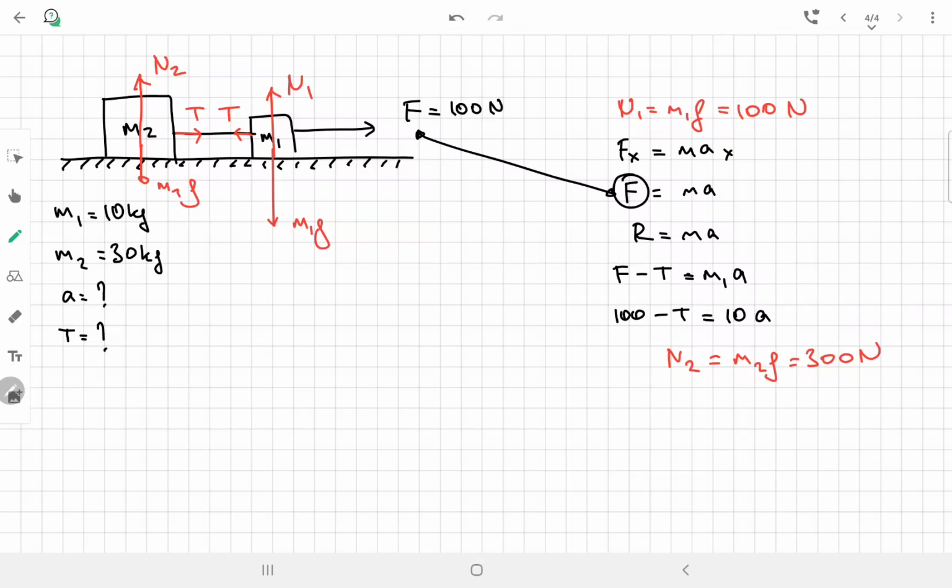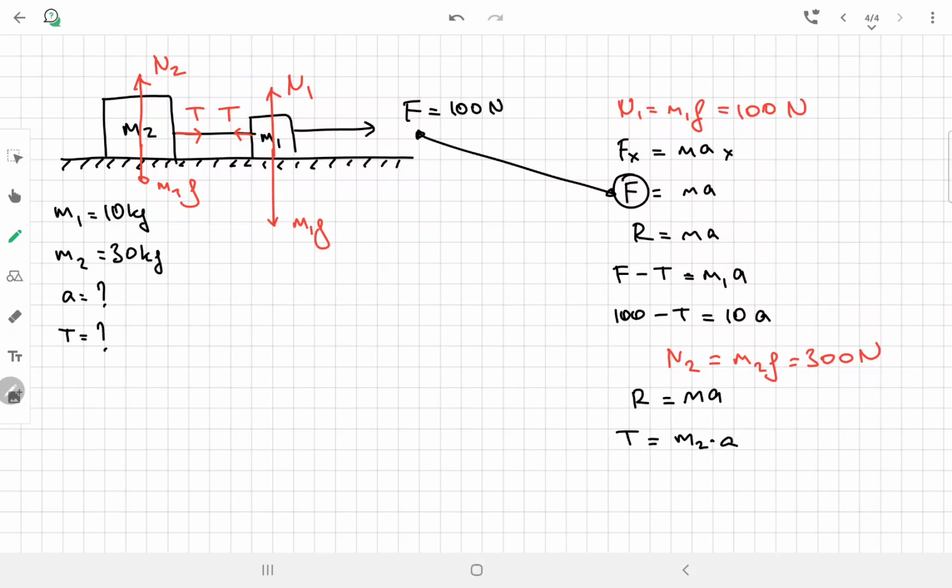Now let's apply Newton's second law for the second object. So again, the resultant force should be equal to ma, and it will move in horizontal direction, so we need to pay attention to the horizontal forces. And as you see, we have only one force in horizontal direction, which is just T. So this tension equals M2, because we are writing for the second object, times acceleration.